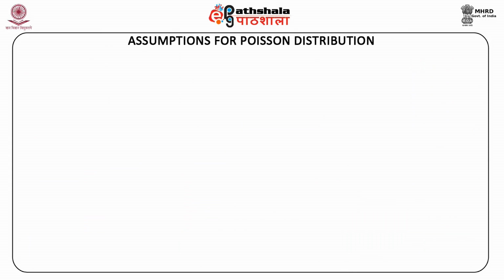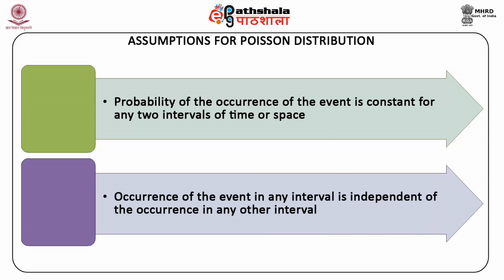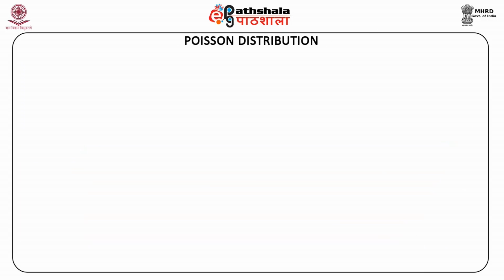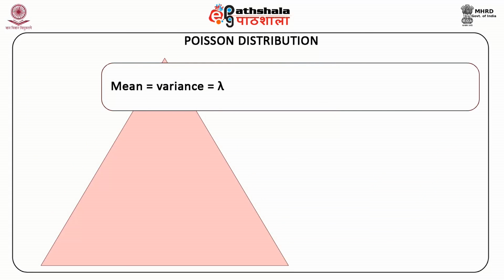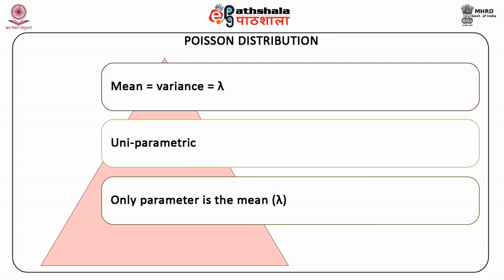Two assumptions are necessary for the application of the Poisson distribution. The probability of occurrence of the event is constant for any two intervals of time or space. The occurrence of the event in any interval is independent of the occurrence of any other interval. In Poisson distribution, mean is equal to variance is equal to lambda. Also, the Poisson distribution is uniparametric and its only parameter is the mean lambda.